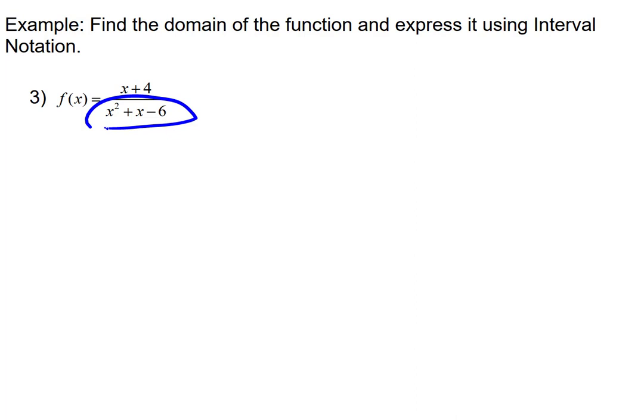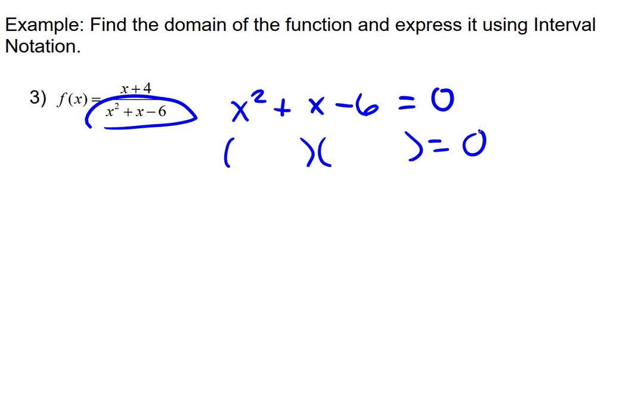Notice there is no root or even root in this function, so we don't have to worry about that condition at all. We'll simply worry about when we might be dividing by 0. Now, to find out when we might be dividing by 0, we'll take our denominator of x squared plus x minus 6 and set it equal to 0. Remember, this is what we don't want, but we have to find out when it will occur so we know what to exclude. We'll attempt factoring to solve this.